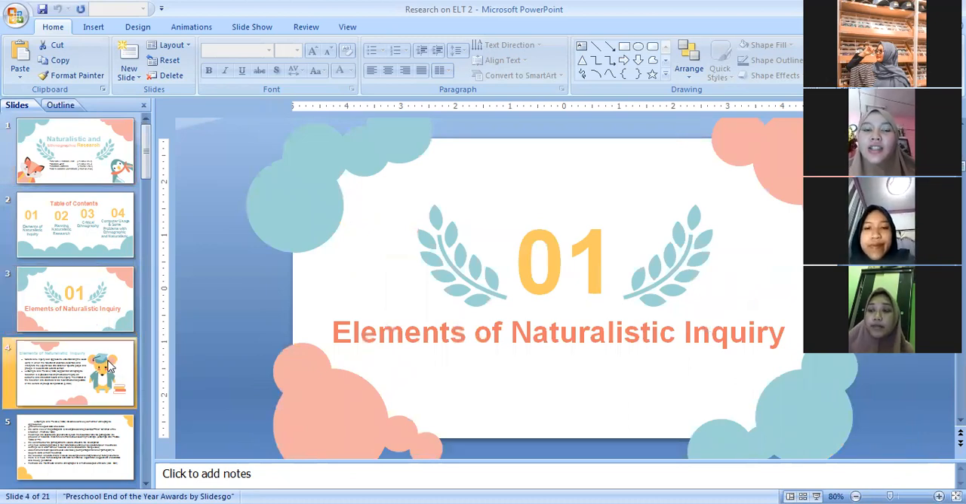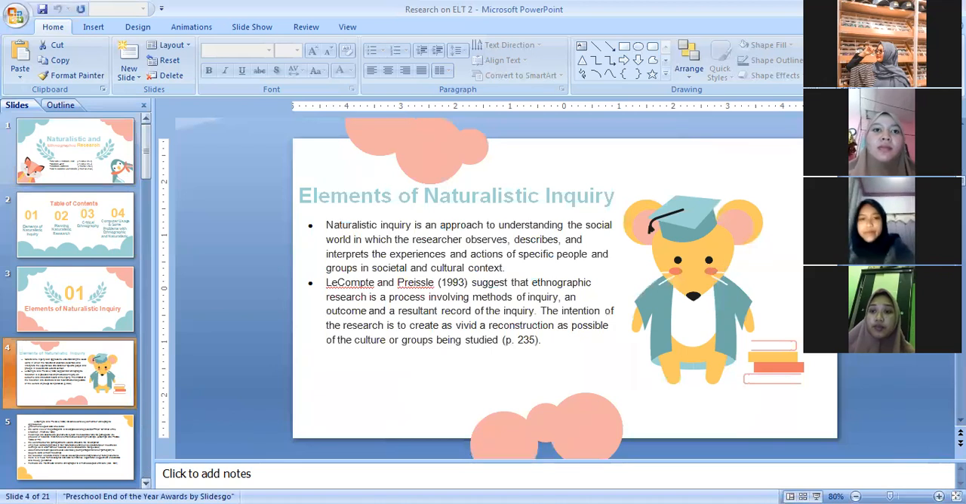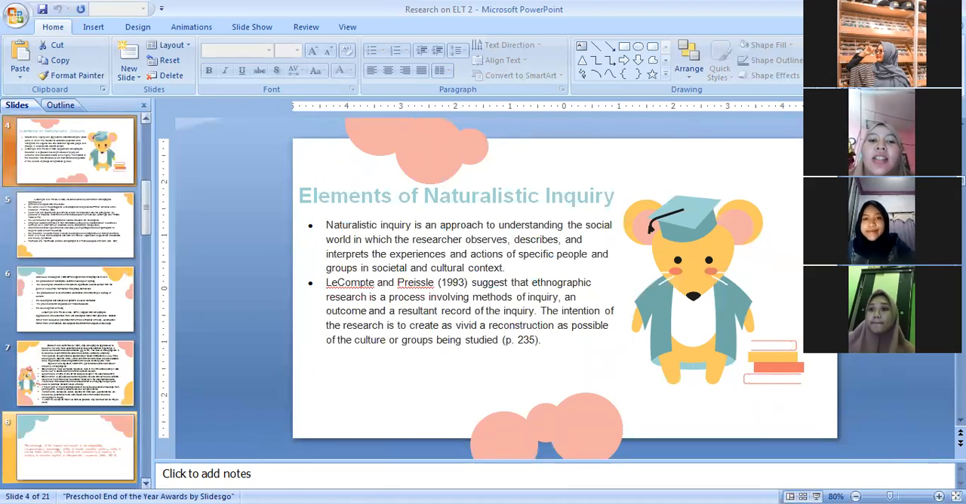Elements of naturalistic inquiry. Naturalistic inquiry is an approach to understanding the social world in which the researcher observes, describes, and interprets the experiences and actions of specific people and groups in societal and cultural context. Lecomte and Bressel, 1993, suggest that ethnographic research is a process involving methods in inquiry, in outcome, and a resultant record of the inquiry. The intention of the research is to create as vivid a reconstruction as possible of the culture or groups being studied.